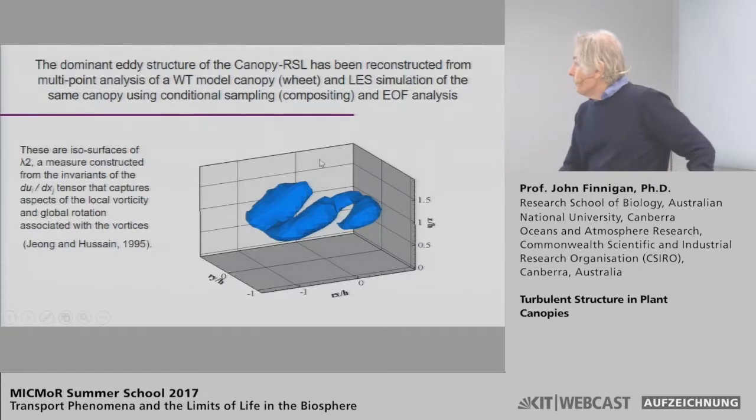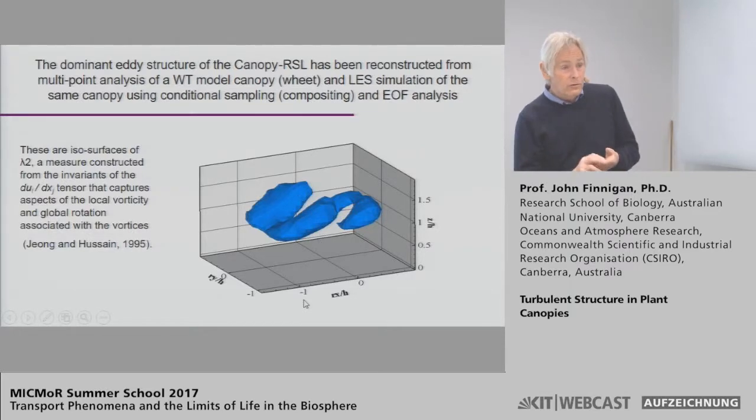And when we did that, we came up with an eddy shape, which was a hairpin vortex with its head down into the bottom of the canopy, and its legs sort of poking up into the boundary layer above. Now, what we're actually portraying here is a quantity called lambda2.